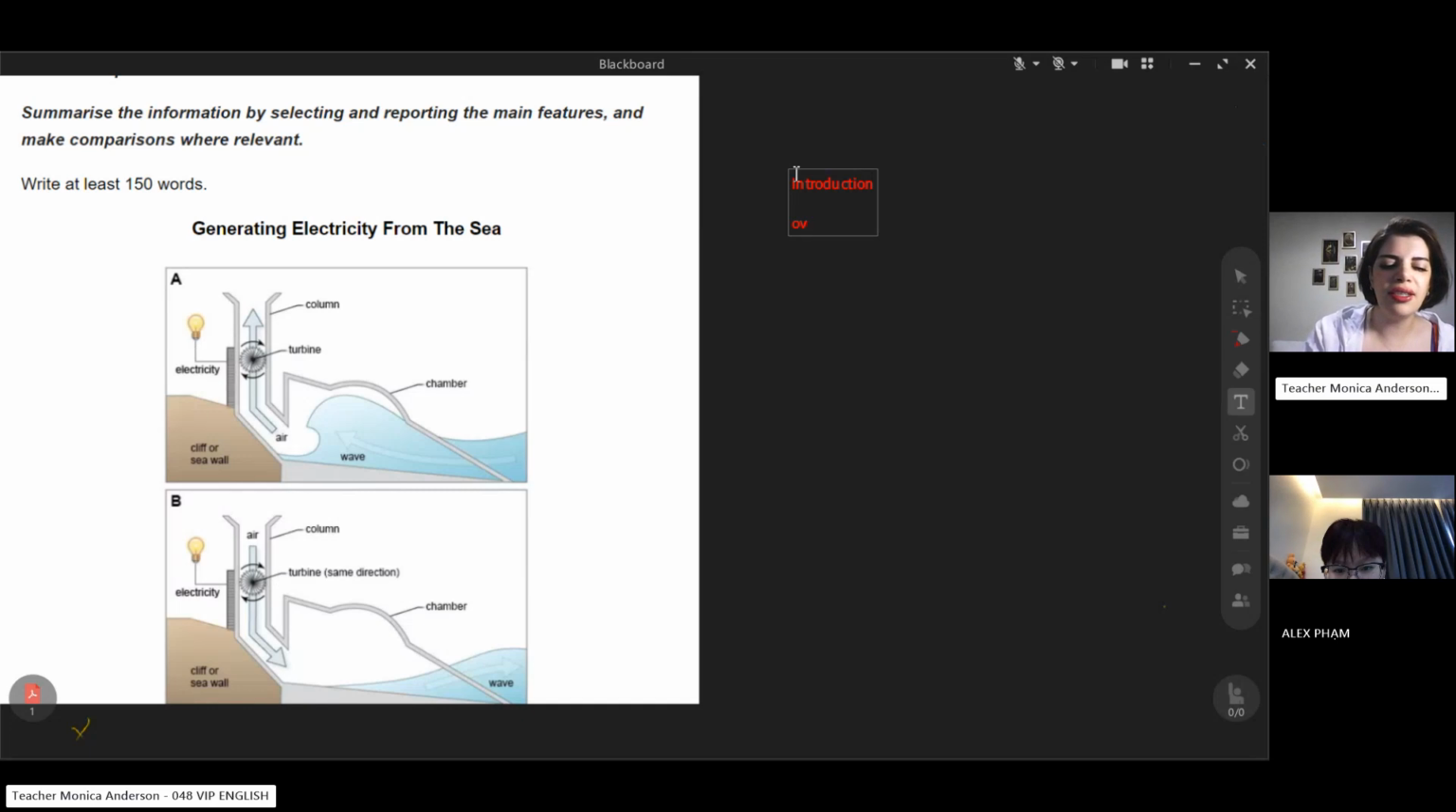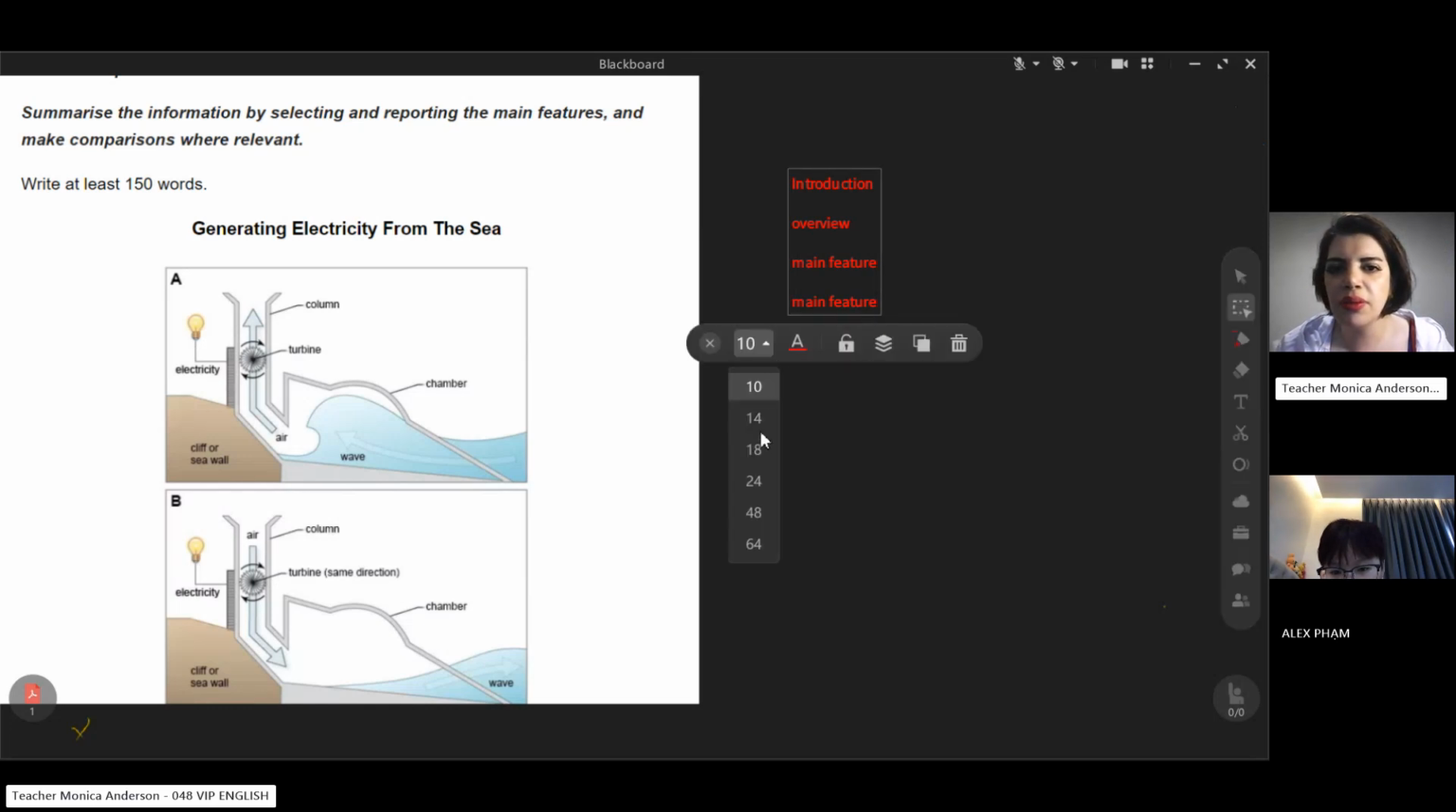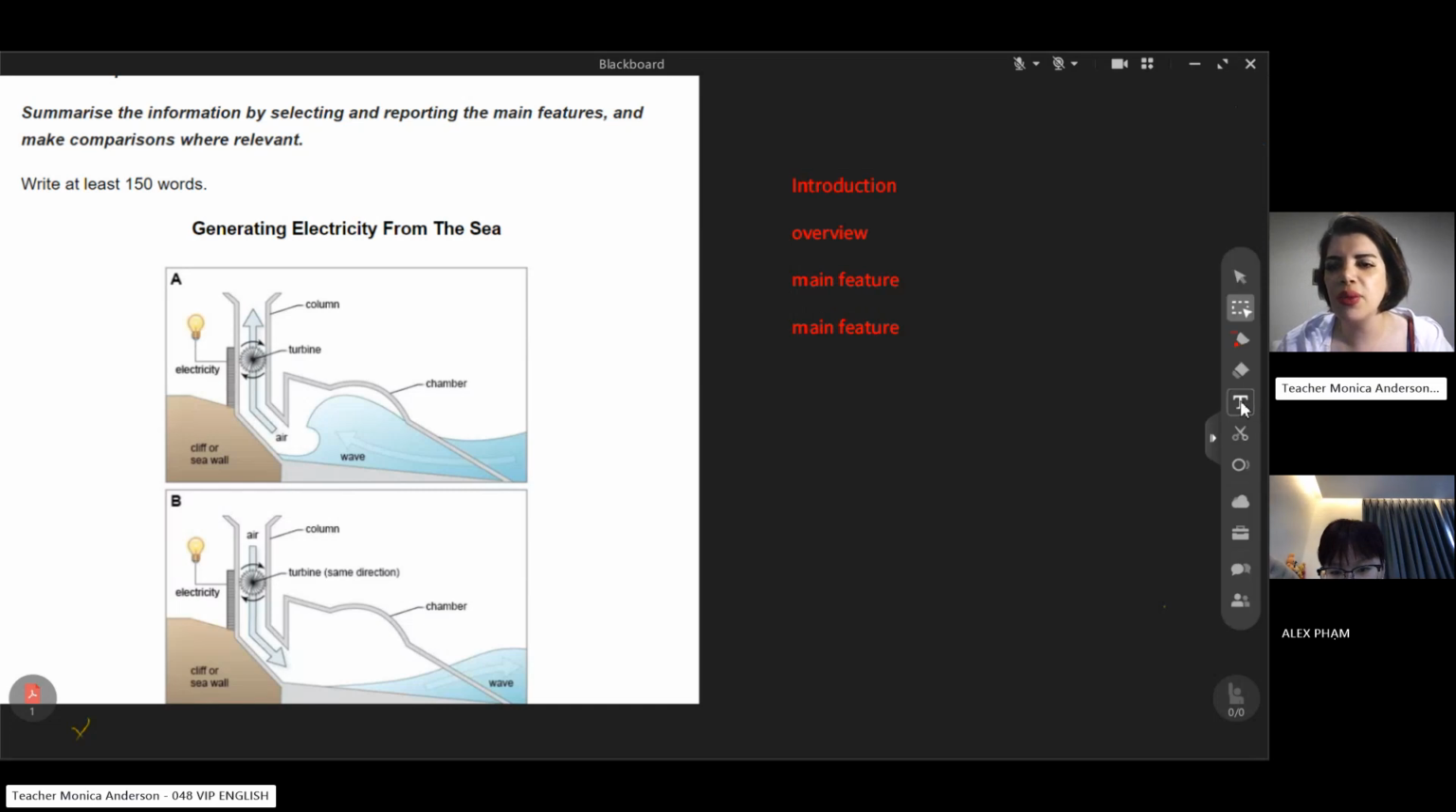After that, the overview, and then the main features, just 1 and 2. Make it a little bigger, I think it's too small. Okay, this one is better. But okay, what is a main feature?